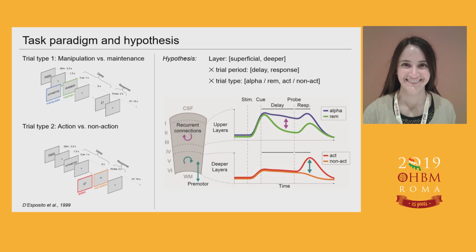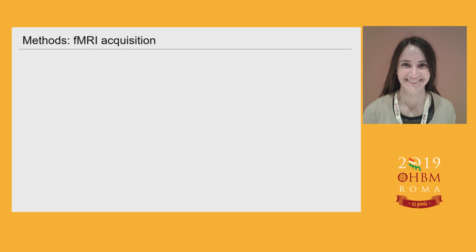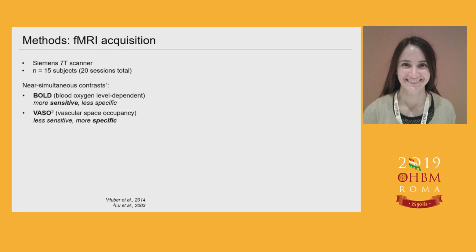So I'll tell you a bit about our acquisition setup. We did all scanning at 7T. And we're using simultaneous or near simultaneous contrast here. So the first contrast is the familiar BOLD signal, so blood oxygen level dependent. This is a sensitive contrast, but it's less spatially specific. So it's prone to draining vein artifacts, specifically at the surface. Our second contrast was VASO, or vascular space occupancy. So this is a cerebral blood volume sensitive contrast, which is less sensitive than BOLD, but it's more spatially specific.